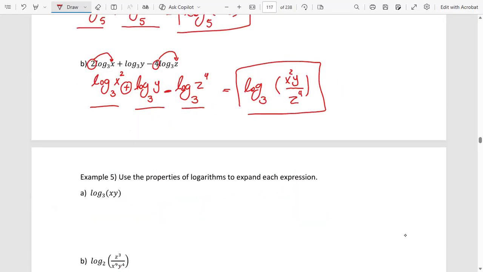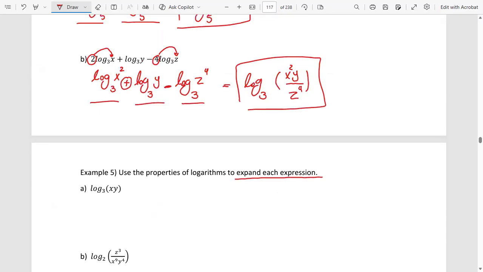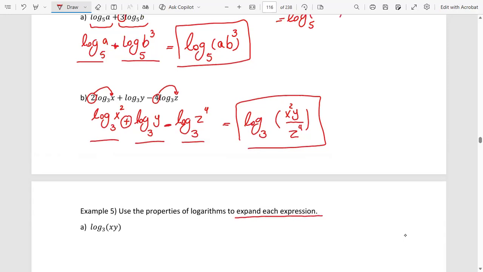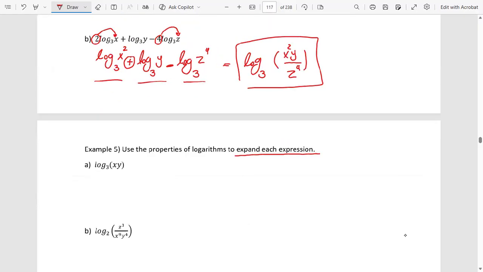In the next example, we want to, again, use the properties of log to expand each of the expressions. This time, we have one single log, and we just want to expand it. That's exactly the opposite direction of example 4. In example 4, we had it in expanded form. Just write it as one single log. Now in example 5, we have one single log, and we want to expand.